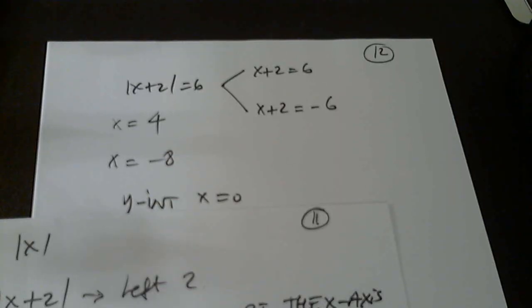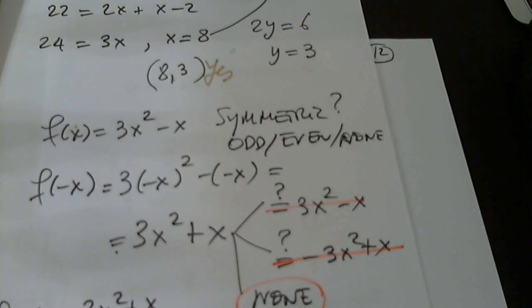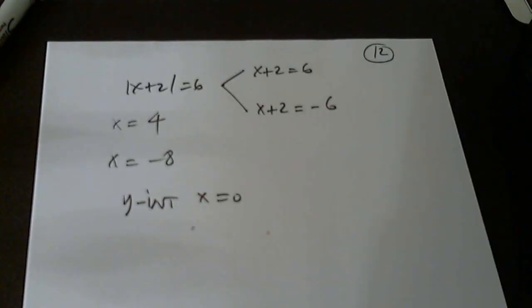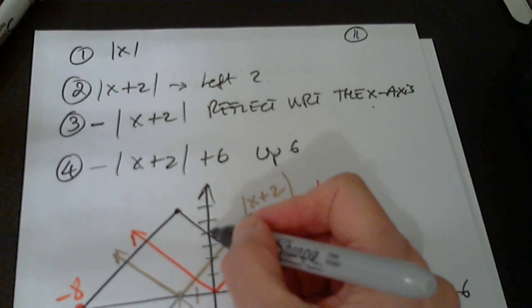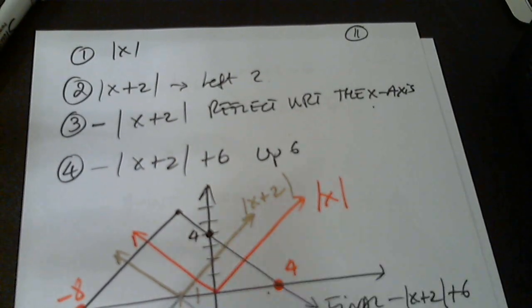Where's my function? Previous page. Okay. 0 plus 2 is 2. The absolute value is 2. With minus in front is -2. Plus 6 is 4. Y is 4. So I have to find it. It should be there. Luckily, it is.